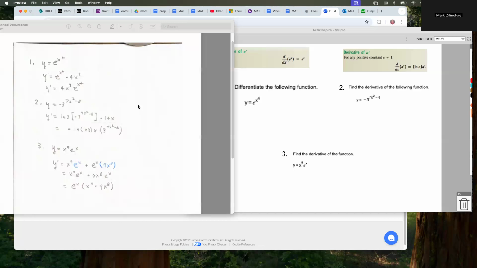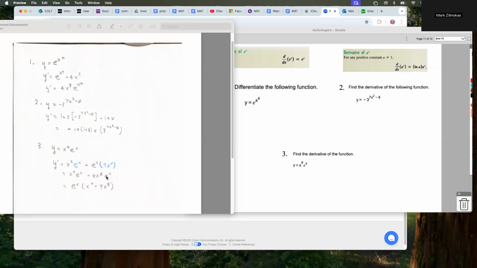Now, for the next one, notice we had to use chain rule in the first two. Here we have to use the product rule. So again, this is going to be the first times the derivative of the second. Remember, the derivative of e to the x is just e to the x, plus the second, which is e to the x, times the derivative of the first. So that's just 9 times x to the 8th. And then I just simplify that. I'm going to rewrite it, put the 9x to the 8th out front and leave my e to the x after this.